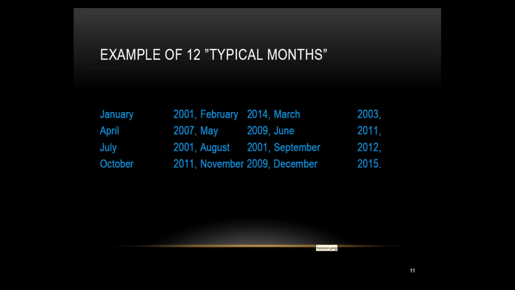Just to illustrate what is meant by 12 typical months, I think it's useful to list an example. So if we have a 15-year data set of data from 2001 to 2015, the 12 months we selected could look like this. So basically you have January 2001, then February 2014, and so forth. So you basically stitch together 12 completely different months and make one typical year of the typical months.